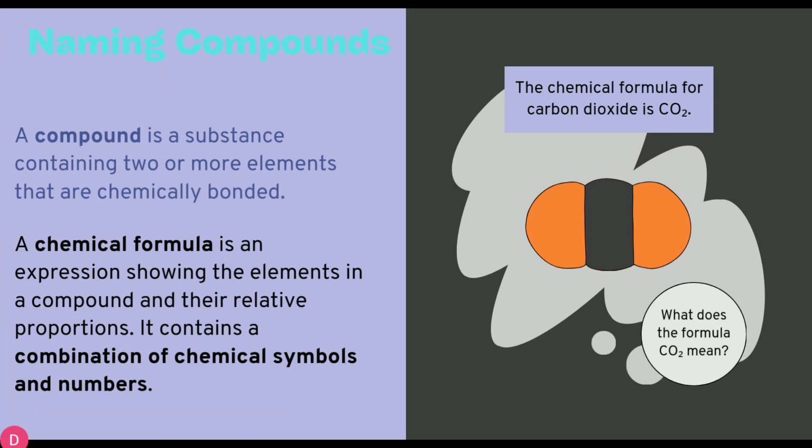Naming compounds. A compound is a substance containing two or more elements that are chemically bonded. A chemical formula is an expression showing the elements in a compound and their relative proportions. It contains a combination of chemical symbols and numbers. The chemical formula for carbon dioxide is CO2.